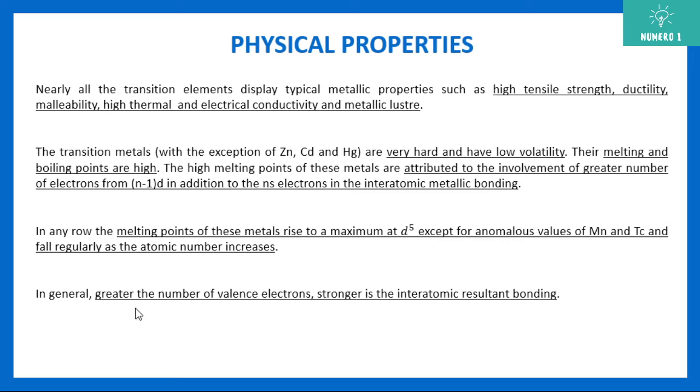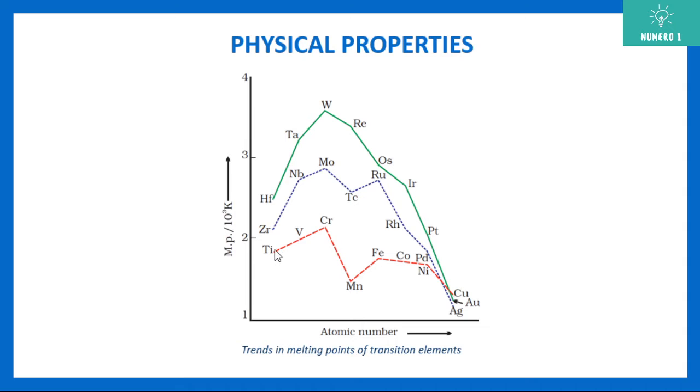In general, the greater the number of valence electrons, the stronger is the interatomic bonding. So if you see, electrons are more and then again they decrease, basically pairing is being done, so it goes up and then it decreases.